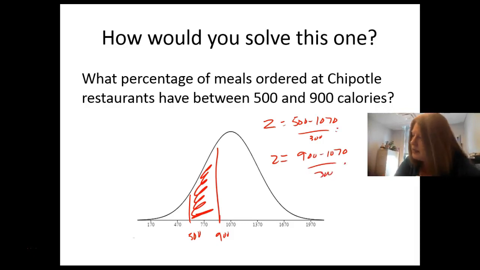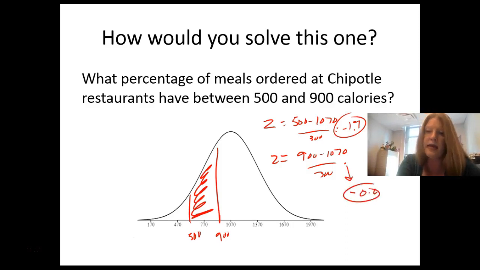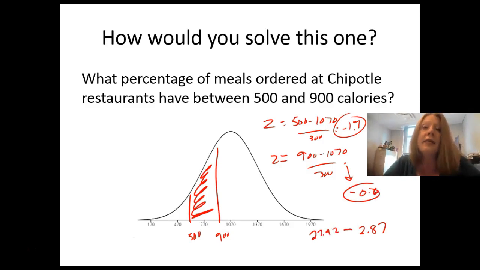So when I did that, I got negative 1.9 as a z, and then down here I got negative 0.6. So that's our starting point. Then what we do is we go to table B and we find the percentiles that correspond to each of those z values. So for negative 1.9, it was 2.87. And then for negative 0.6, it was 27.42. And then what you do is you subtract the lower percentile from the upper percentile, and that's going to give you 24.55.